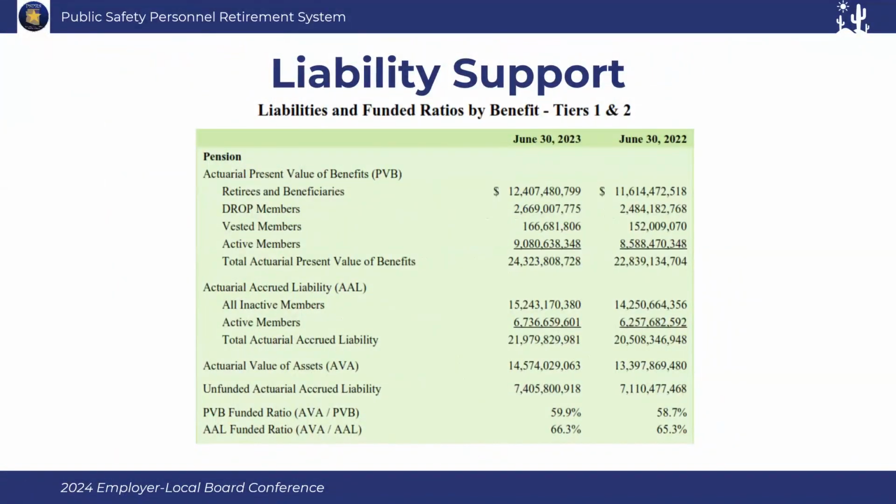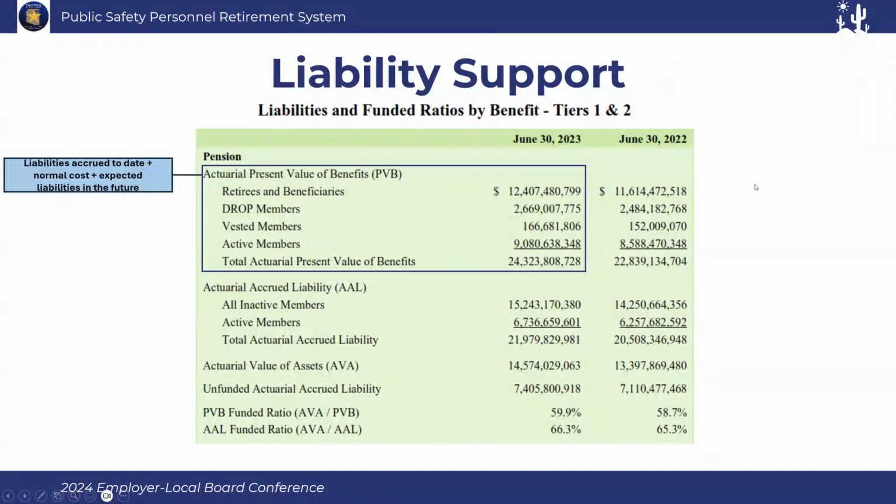Liability support. So this is another section that I think is just important to call out. This is just the liability support section for tiers 1 and 2, which is, as you probably know, the legacy program now with the closed membership pool. There's two different parts I want to highlight about this. The first is the actuarial present value of benefits.